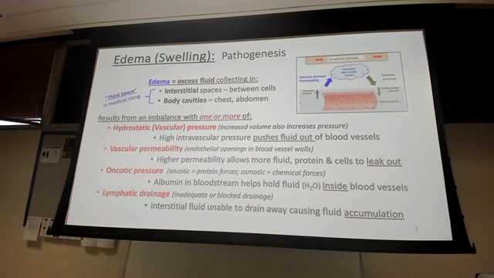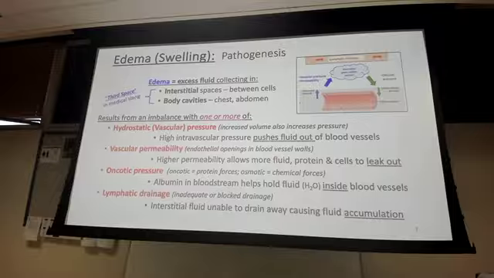So we want albumin there because if we don't have that oncotic pressure, we don't have those proteins in our blood vessels, then we don't have that force holding on to water, and as a result, the fluid that we have in our blood vessels is going to escape. So we definitely need albumin in our blood because if we don't have that, it's going to cause a lot of issues. And the last thing is lymphatic drainage.